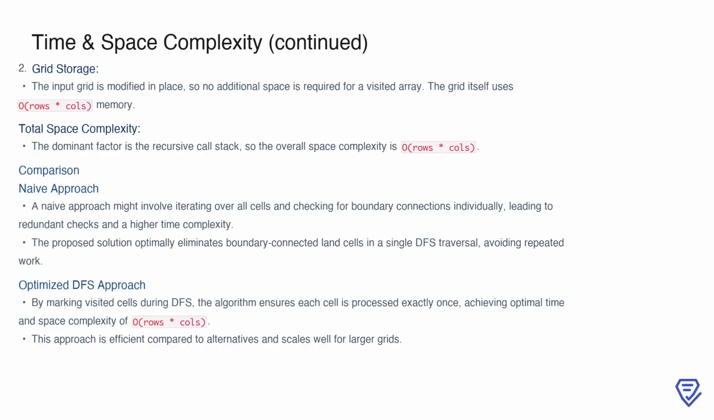To compare this approach to a naive solution, we note that a less efficient algorithm might involve repeatedly iterating over the grid to individually check each cell's connection to the boundary. This redundant processing would increase the time complexity significantly. In contrast, the optimized DFS approach eliminates boundary-connected land cells in a single traversal, ensuring that each cell is processed just once. This makes the algorithm both time-efficient and space-efficient, achieving optimal complexity for the problem.